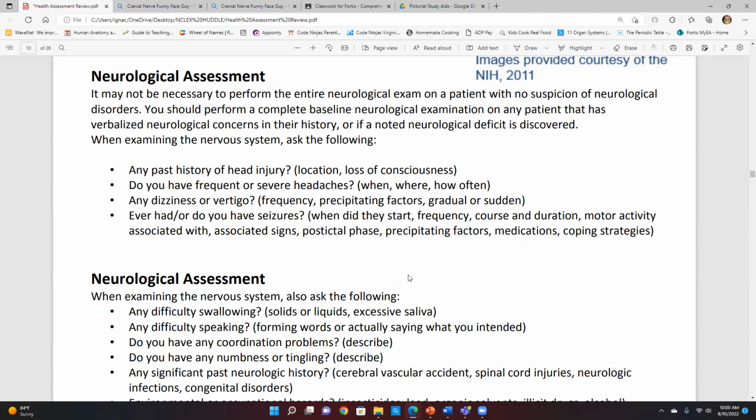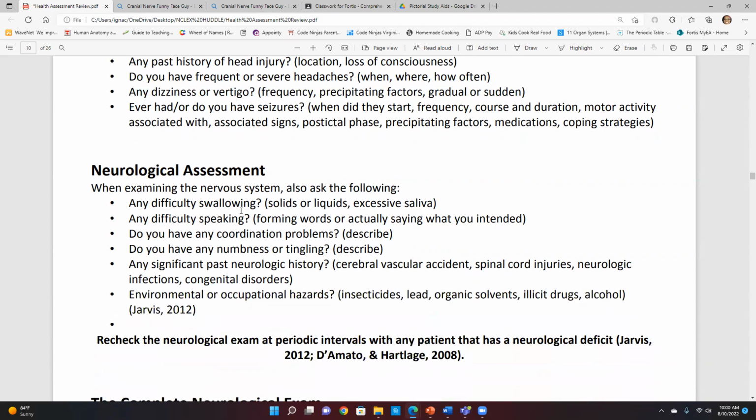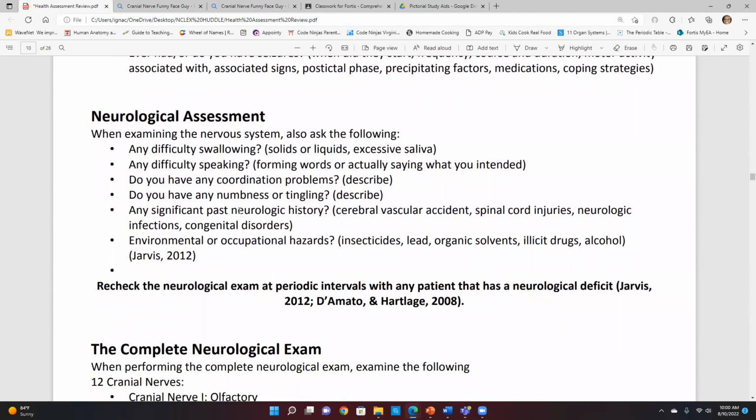Now, when we're performing our neurological assessment, we want to ask questions like, did they hit their head? Do they have a history of head injury or concussion? Do they have a history of headaches or migraines, dizziness, vertigo? Have they ever had seizures? We want to ask all of those questions.